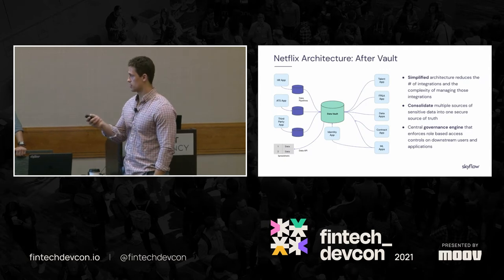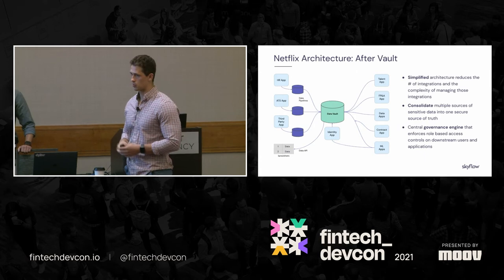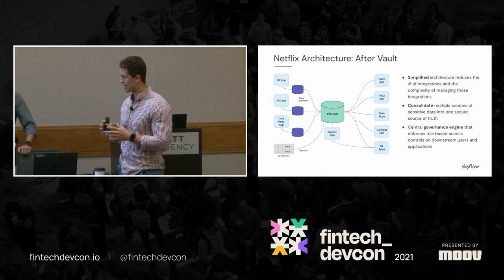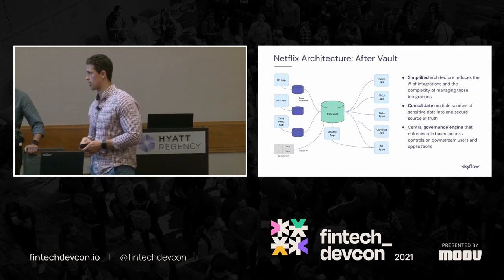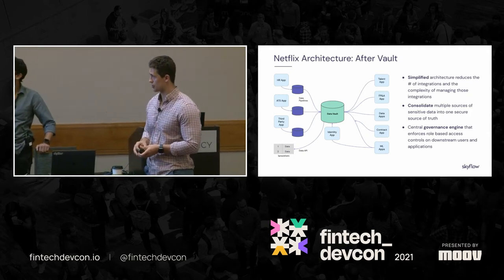And then this is what it looked like after the vault. So you can see from an architecture diagram perspective, it's much more simplified. You now have sort of centralized everything into the data vault. You have an identity layer that sits on top of that and really manages governance across the board. So you've reduced the number of integrations and complexity of managing those integrations.